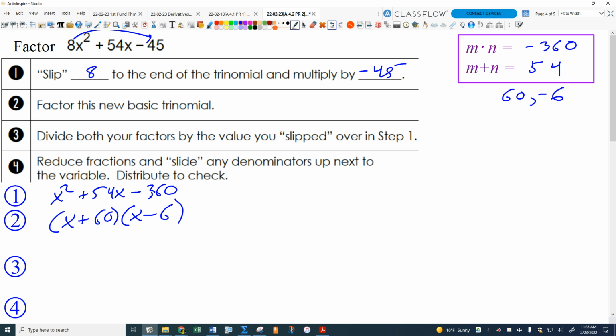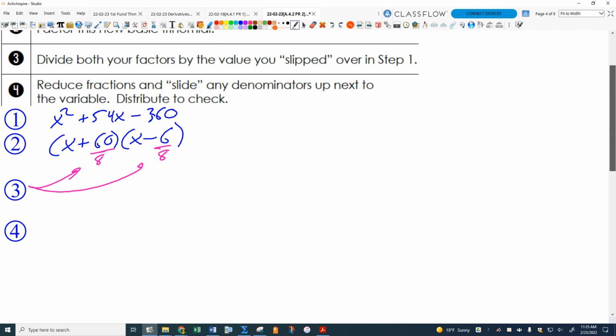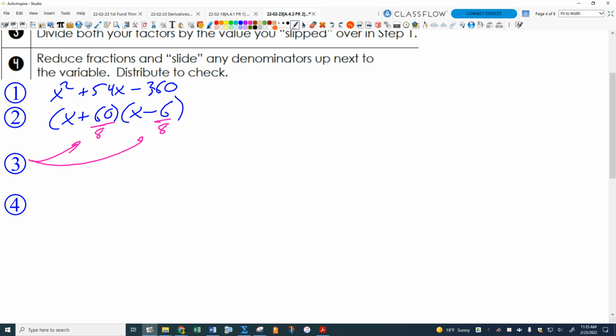I divide each magic number by 8. Good, because that's the number that I slipped. I reduce the fractions. So what's that give me when I reduce the fractions? 60 over 8 becomes what? 15 over 2, that reduces to... 6 over 8 becomes 3 over 4.